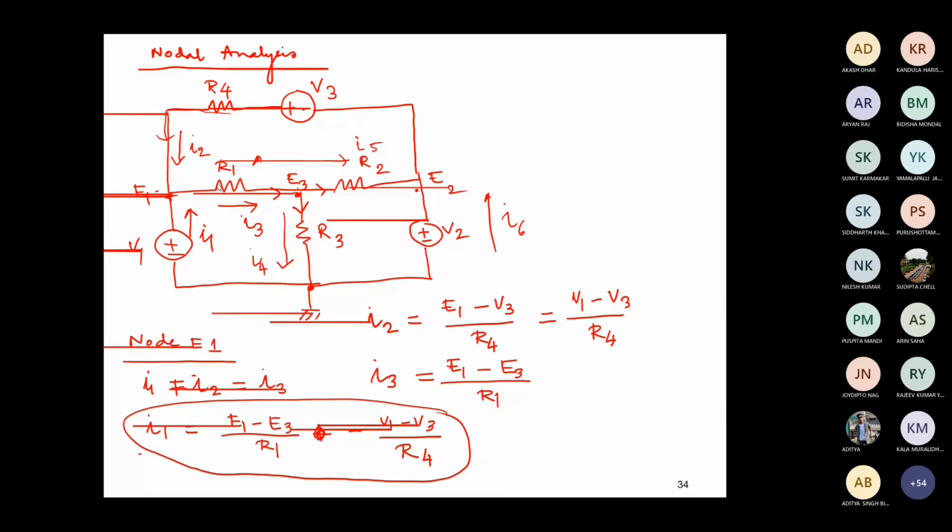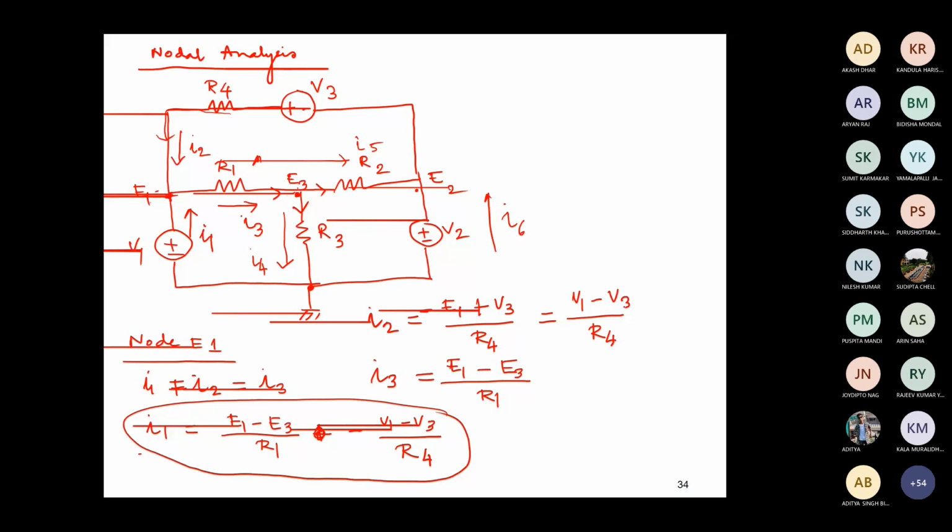What do you think? What is supposed to be here? Sir, it should be V3 minus V1 because current will flow from higher to lower potential. So it should be V3 minus V1 by R4, that is I2. Yes, the direction goes from higher to lower potential. So V3 minus E1, right? You are correct. V3 minus E1, huh?